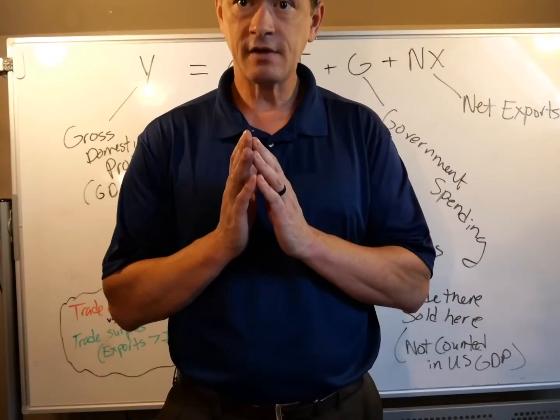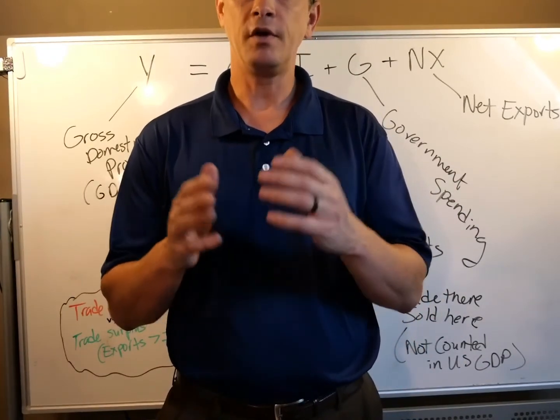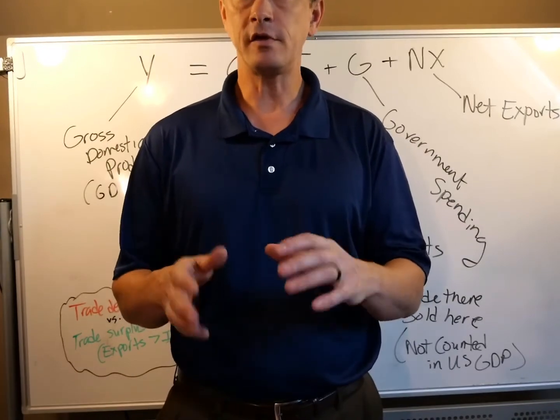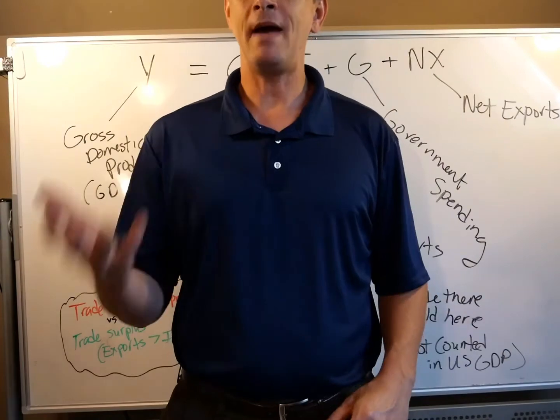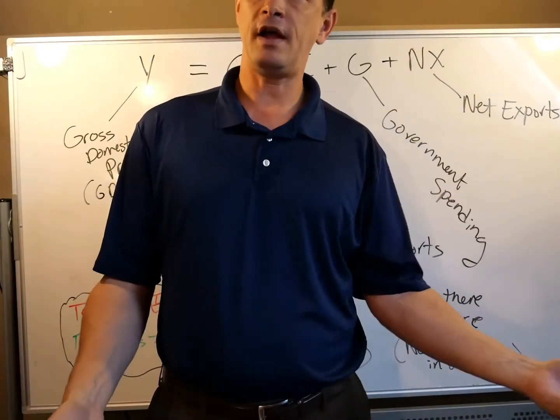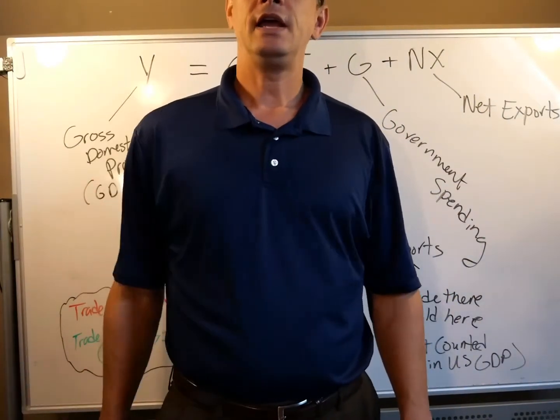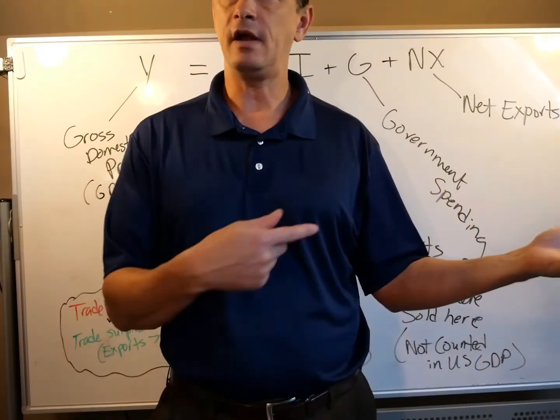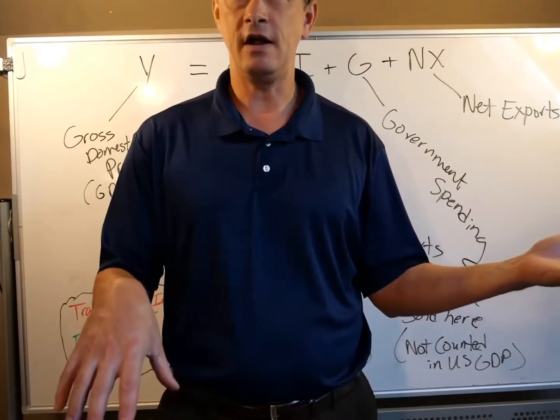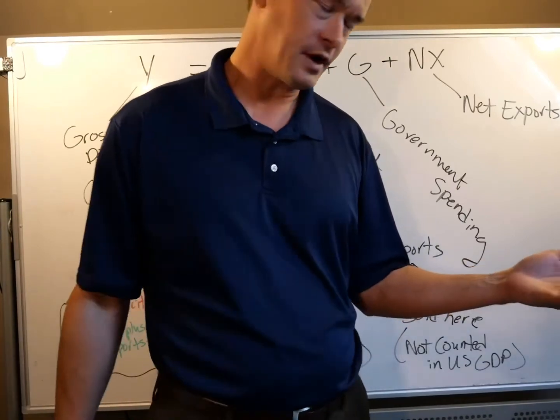If you think back to our definition, it has to be goods and services produced within a country. So if it's made here and sold there, it's in our GDP. If it's made there and sold here, it's not in our GDP, it's in theirs. So it has to be made here. Remember that on the homework and the test.